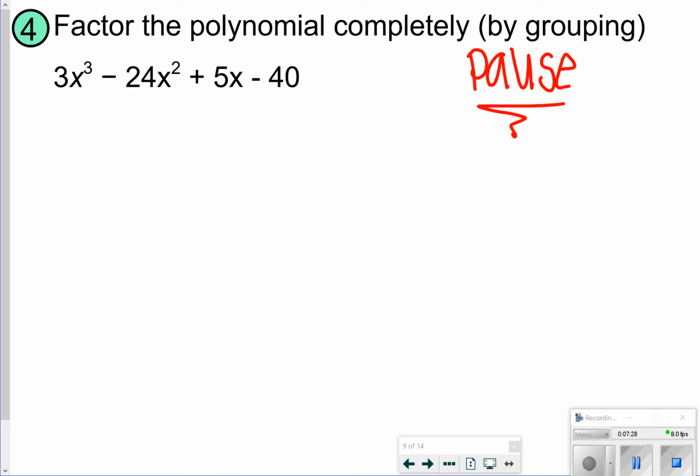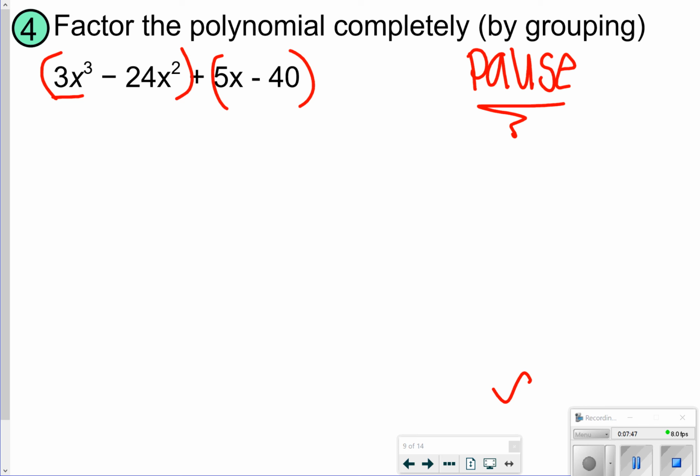All right, so you should have noticed first off that 3 and 24 have something in common. They also have a variable in common. The same thing is true with 5x and minus 40. They also have a number in common. I'm going to start here with my first one.